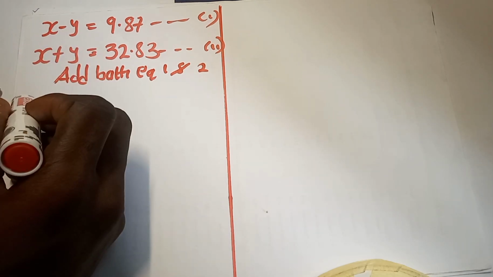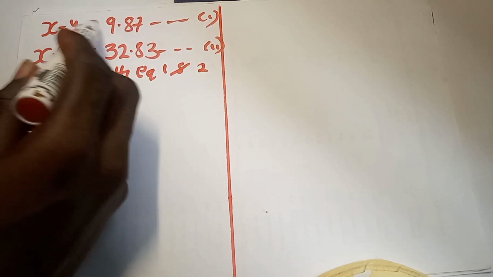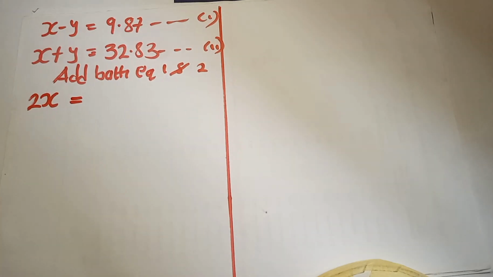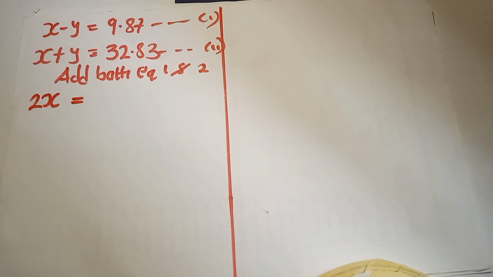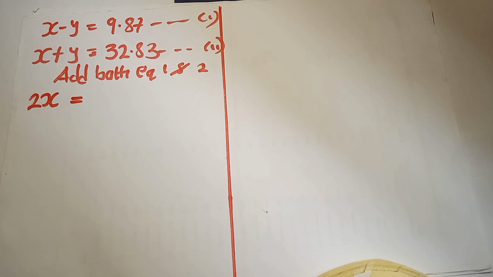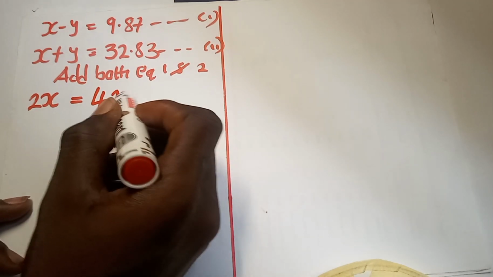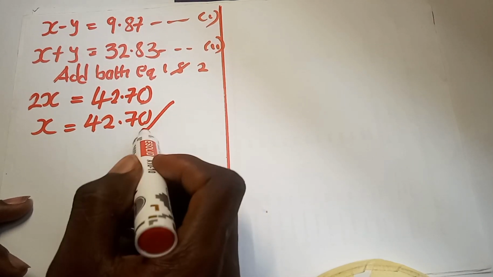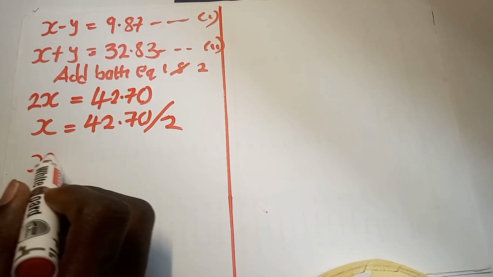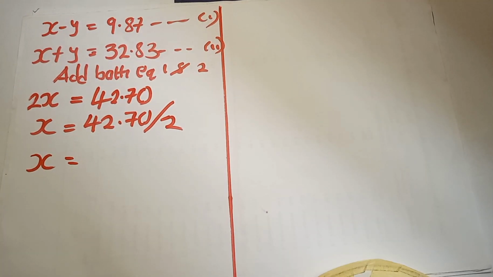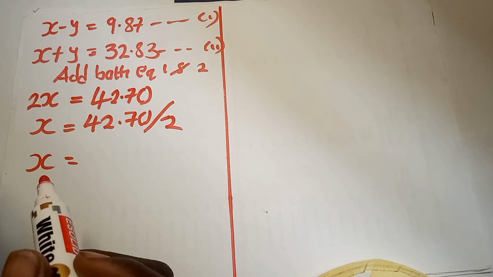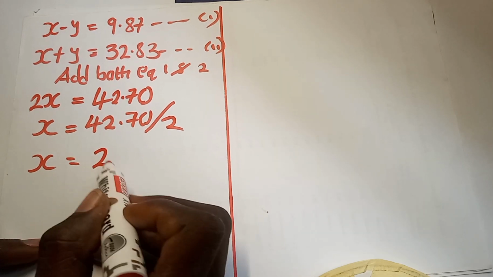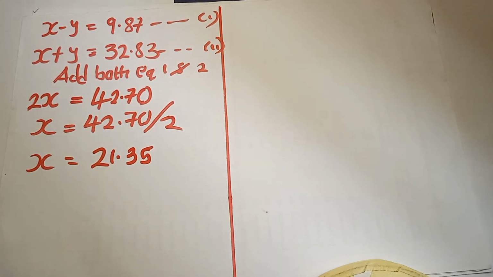x plus x is 2x. Minus y plus y is 0, so that's eliminated already. So 9.87 plus 32.83 is 42.70. So x is equal to 42.70 all over 2, that is 42.70 divided by 2, which is 21.35. So that is the value of my x.